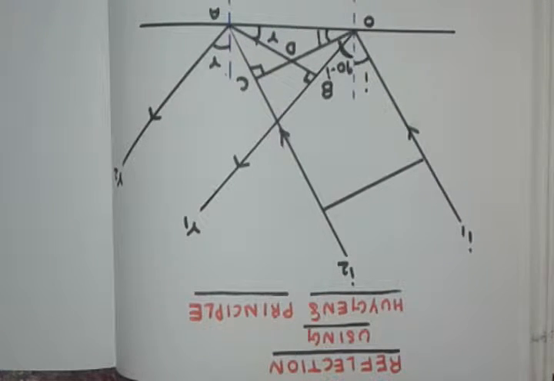So hello guys, welcome back to another video on wave optics. In this video we are going to try to prove the law of reflection, that is, angle of incidence is equal to angle of reflection, but with the help of wave optics, that is by using Huygens' principle. It's quite important to understand this derivation because it will prove the validity of wave optics.